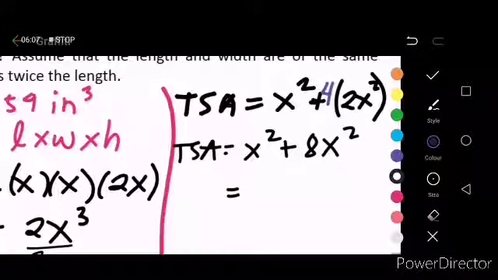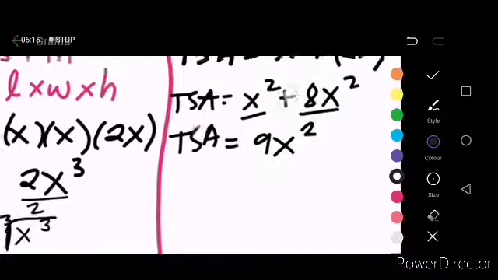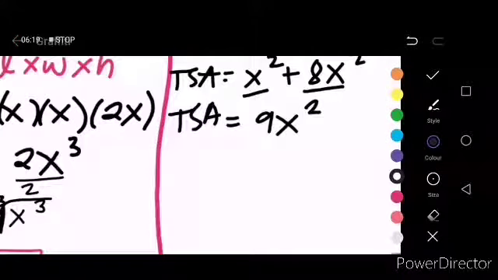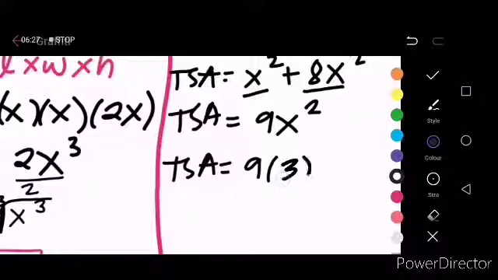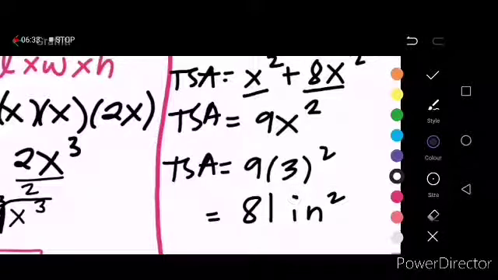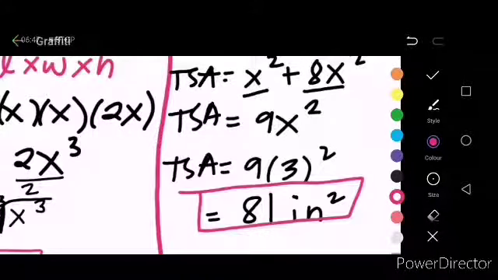Or, I don't know if you notice, x squared plus 8x squared can be added in algebra, which is 9x squared. At syempre, magiging madali na ang pag-compute ng total surface area because we know the value of x, which is 3. So, solving for TSA now, we have 9 times 3 squared, which is equal to 81 square inches. Pero bakit 81 square inches? Oh, remember, surface area tayo, di ba? So, ibig sabihin, area yung ating unit. And this is now the final answer.